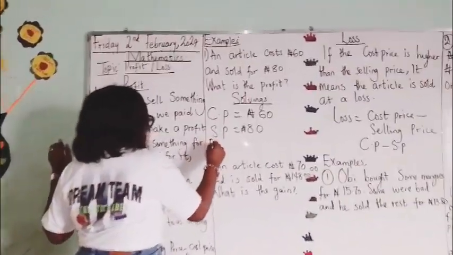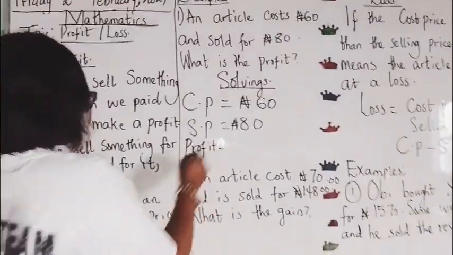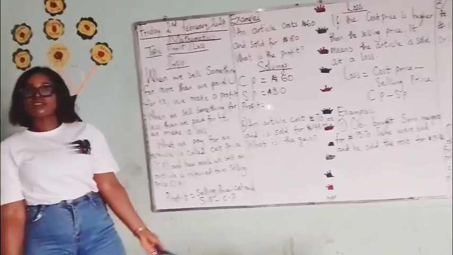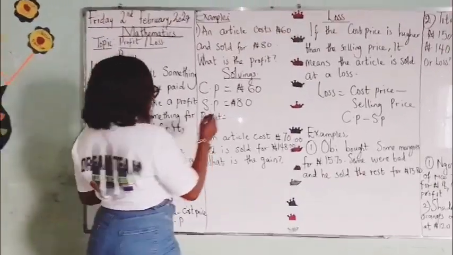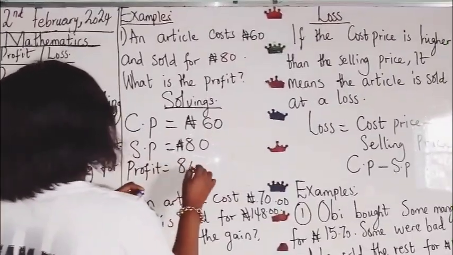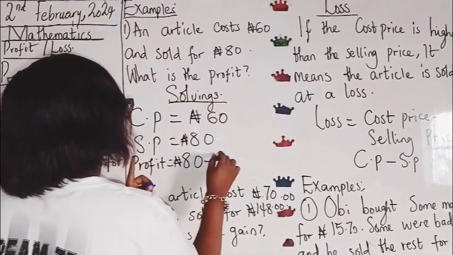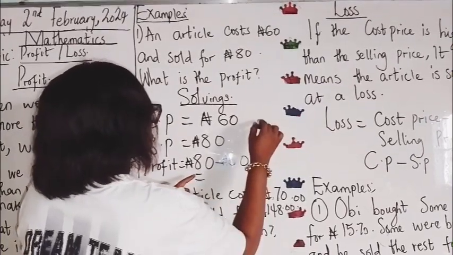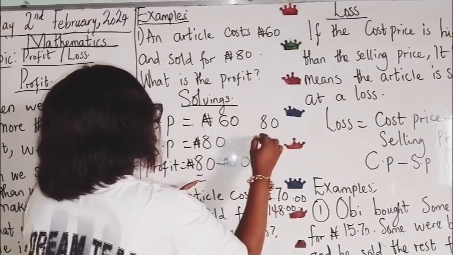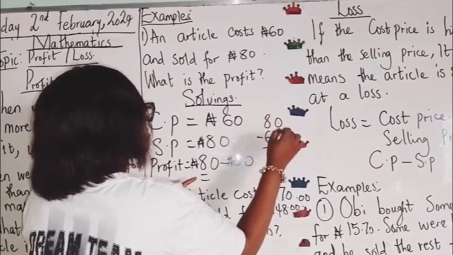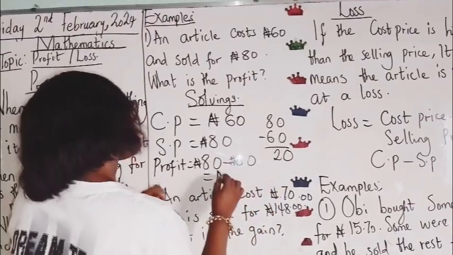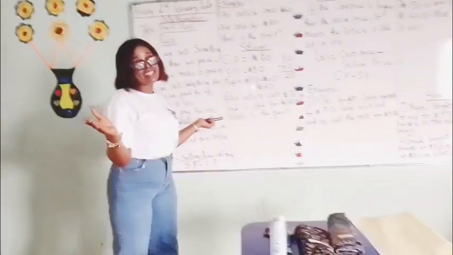Now, remember our formula. Don't forget. The formula for finding profit is what? Selling price minus the cost price. And what's the selling price? The selling price here is 80 naira. So I have 80 naira minus 60 naira. That gives me, let me solve it here so that you can see it very well. 0 minus 0 is 0, 8 minus 6 is 2. So I made a profit of 20 naira. So you see, that's a good one.